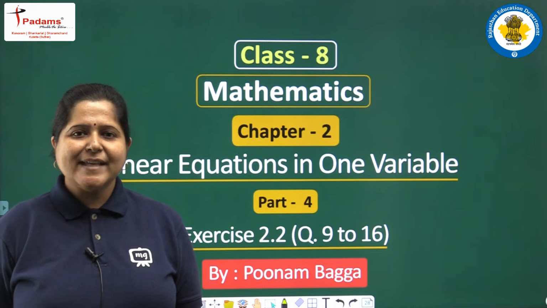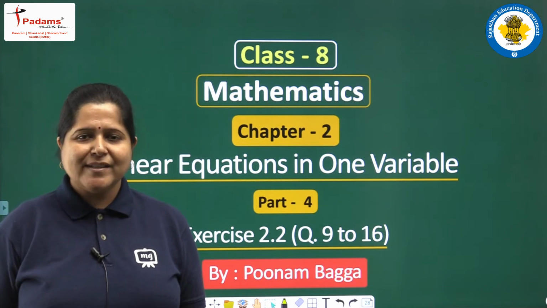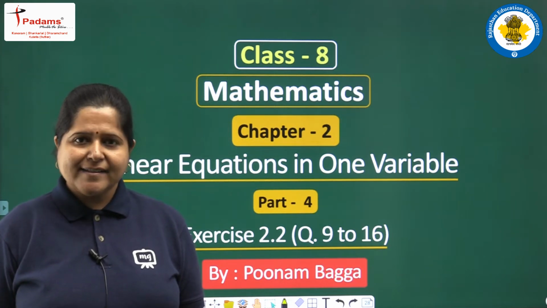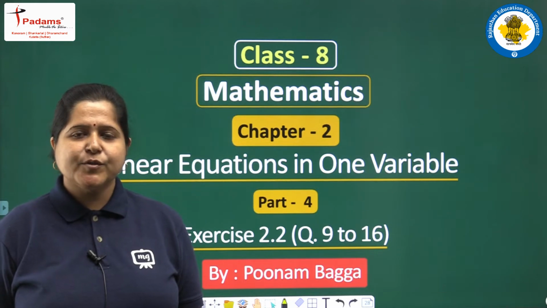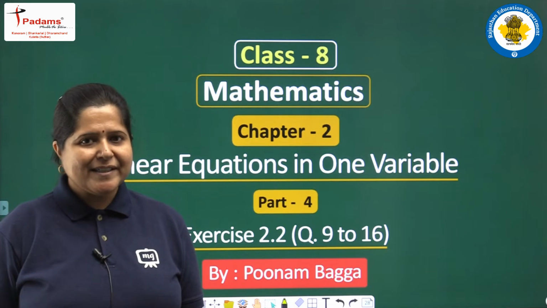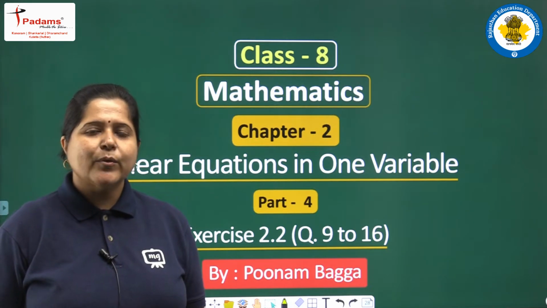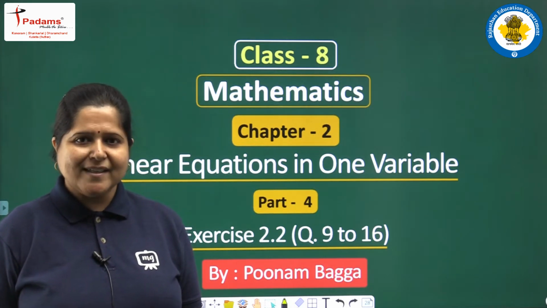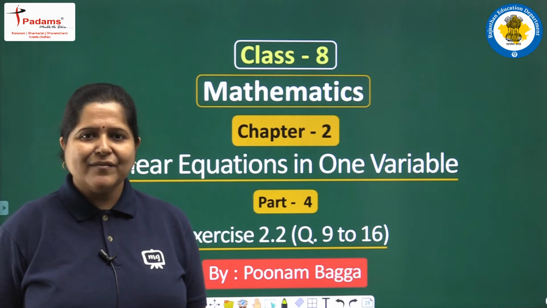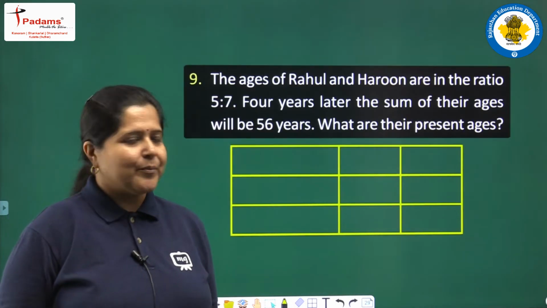We are continuing chapter 2 linear equations in one variable. In our last class we had done exercise 2.2 question 1 to 8. Today we will be completing this exercise by doing question number 9 to 16. Here is question number 9 from exercise 2.2.